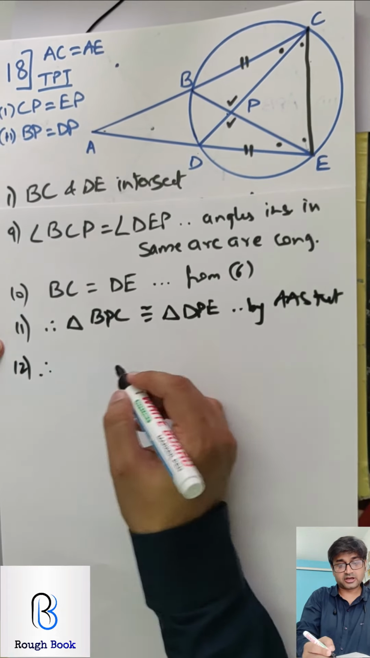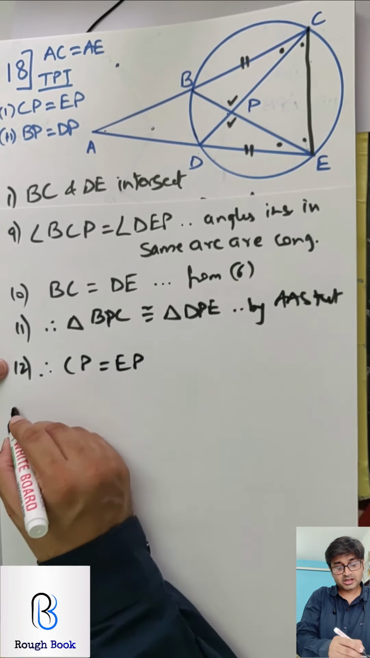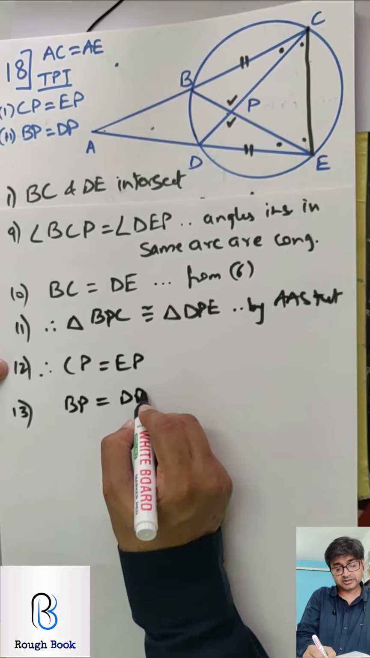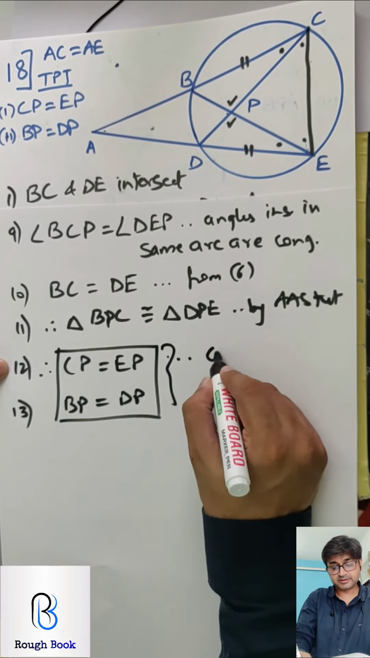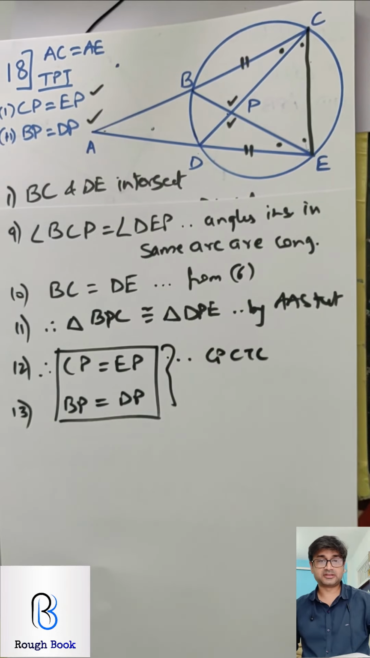Now that your triangles are congruent, we can say CP equals EP. We can also say BP equals DP. For both parts the reason will be CPCTC. That's what we wanted, and both parts are there.